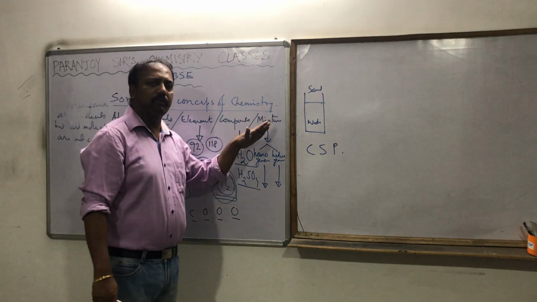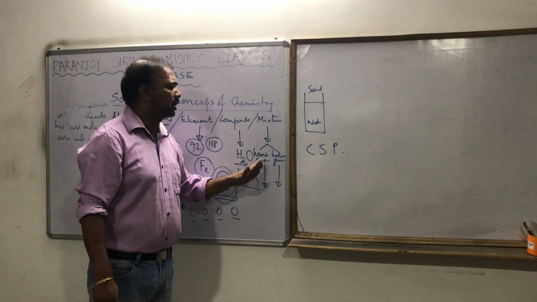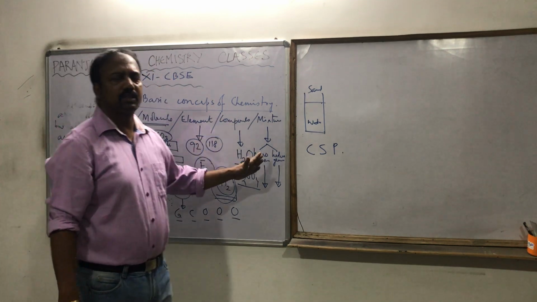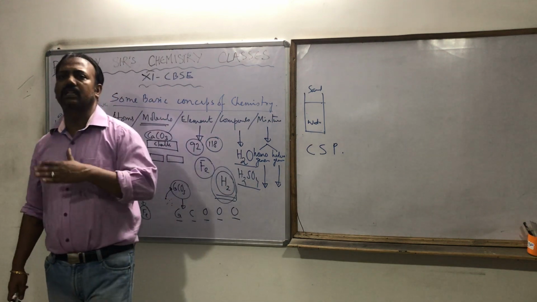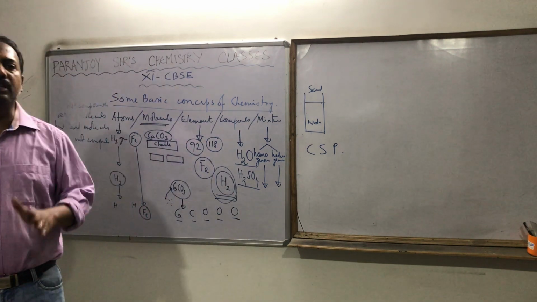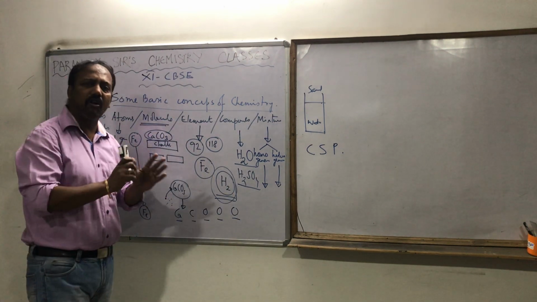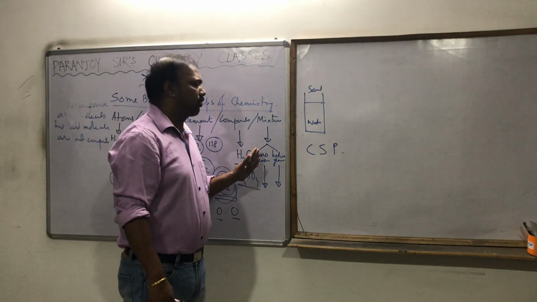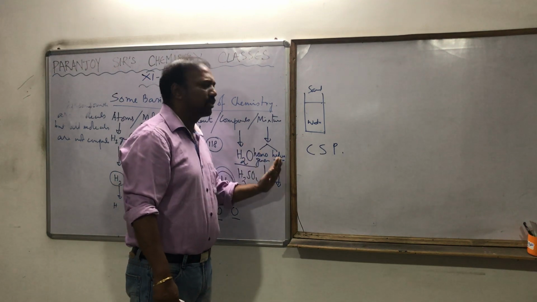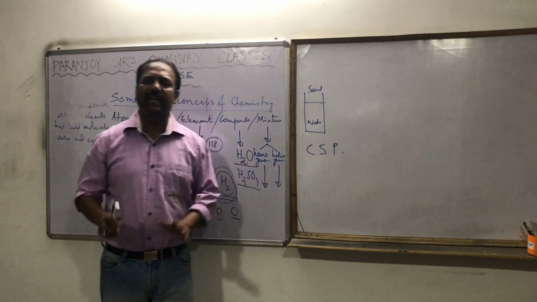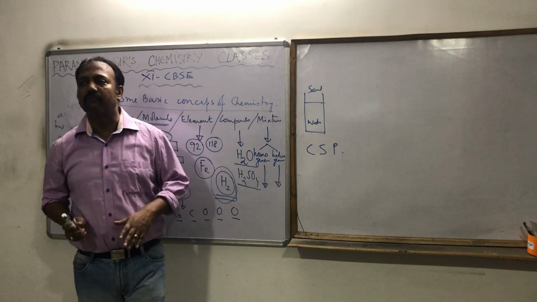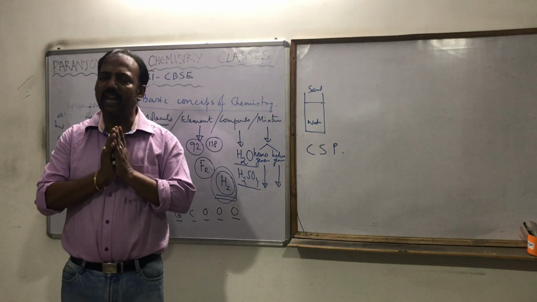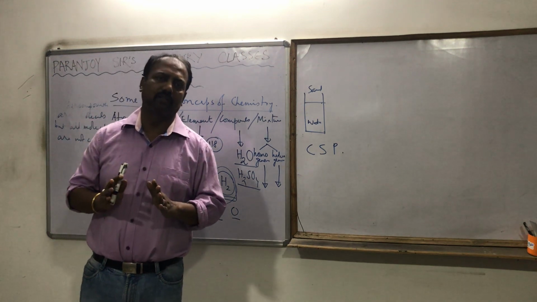Now mixture can be of two types: homogeneous mixture and heterogeneous mixture. What is homogeneous mixture? Homogeneous mixture means the substances which are getting added are uniformly mixed, which cannot be distinguished apparently. Those mixtures are called homogeneous mixture. And what is heterogeneous mixture? The substances that are added are non-uniformly mixed, which means the substances which are added can be very nicely distinguished apparently.